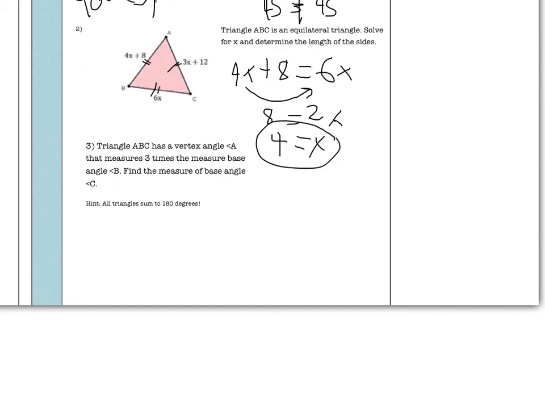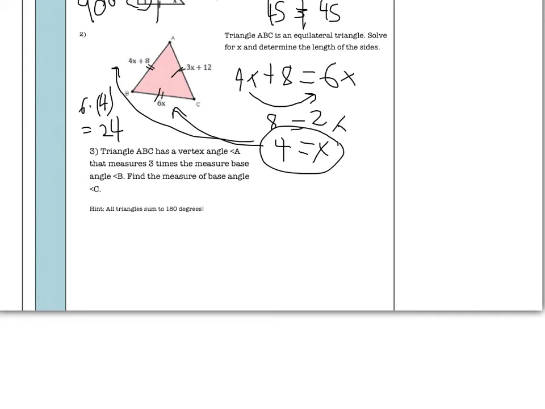Now to determine the length of each side, I need to plug x back in. I'm going to do this only one time because each side is equal. So I'm going to multiply, and I know that 6 times 4 is 24. And that must be true for each side because we know each side is equal.